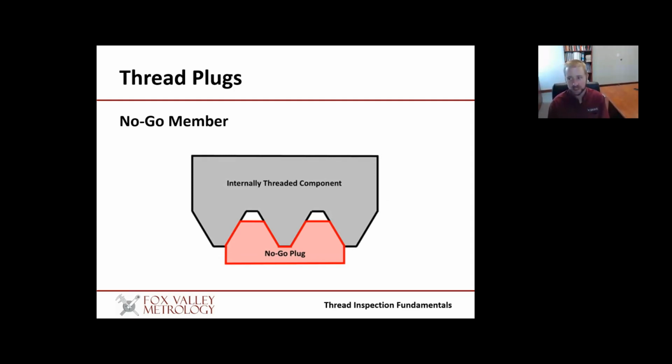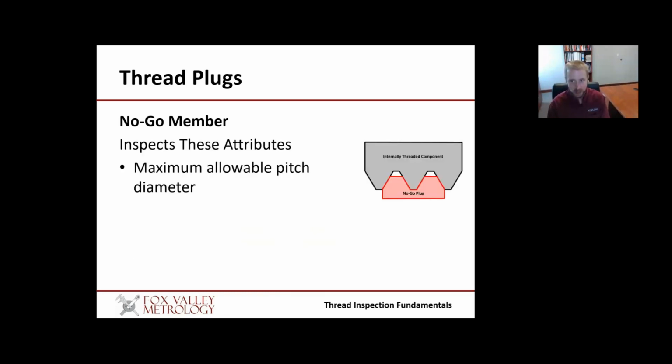So often this is actually machined with a ground down crest, as this portion of it isn't actually needed to be used within the inspection. So you can see here that it doesn't come all the way to the end of that threaded component. The no-go member is really only used to check one attribute on the internally threaded component, and that's the maximum allowable pitch diameter.